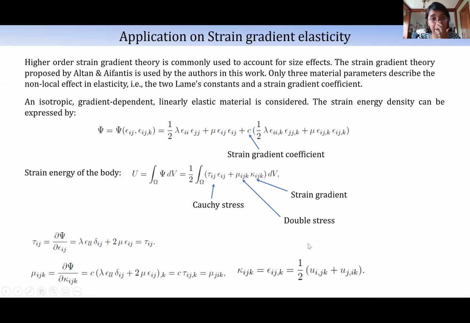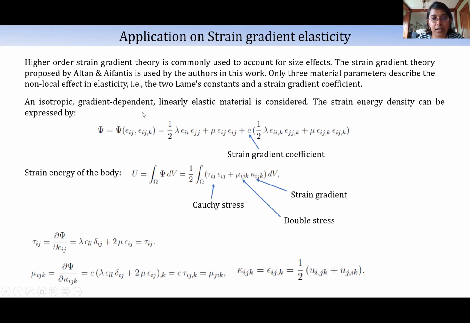Now, the final application is the application on strain gradient elasticity. Here, higher order strain gradient theory is commonly used to account for the size effects. The strain gradient theory proposed by Altan and Aifantis is used by the authors in this work. Only three material parameters describe the non-local effect in elasticity: the two Lame's constants and the strain gradient coefficient, which is defined using c.